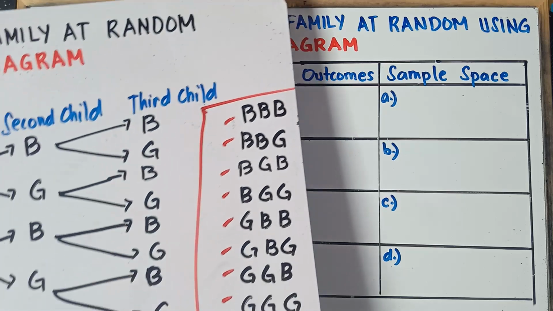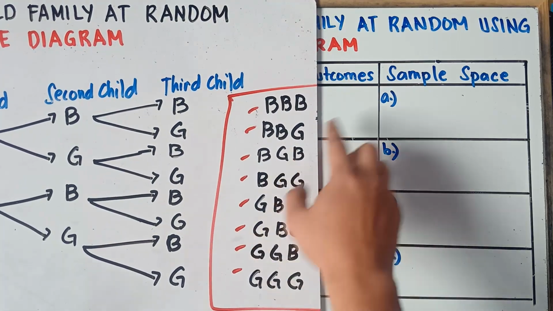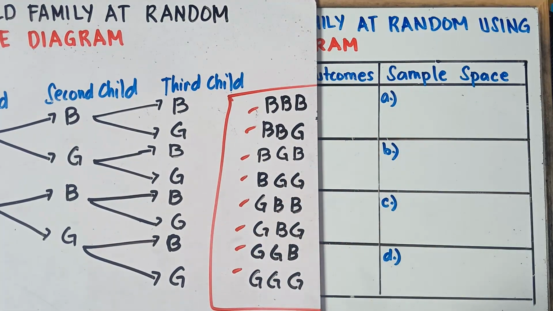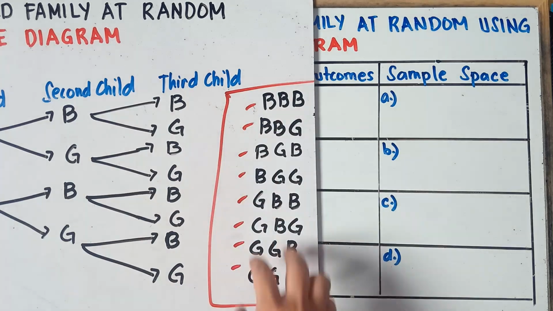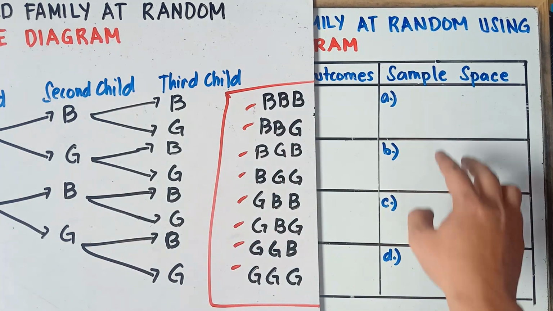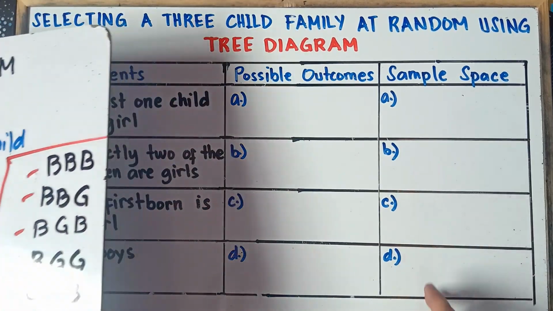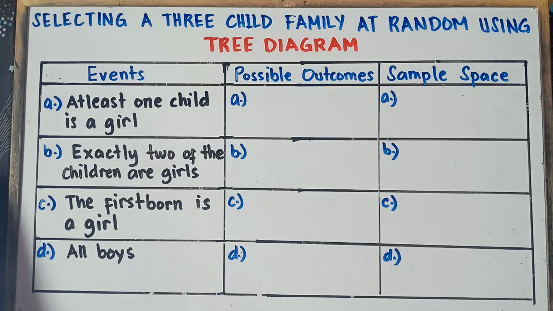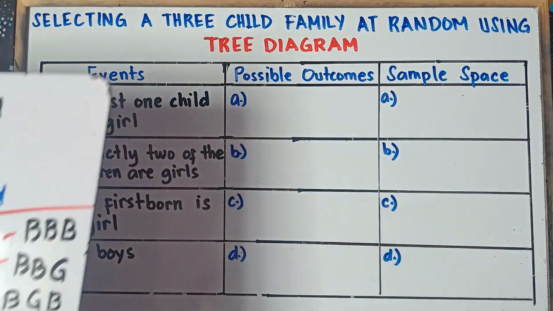So we'll be answering this one, class, with regards to our illustration. So let's start with the sample space. So we just simply copy this one. Once again, class, sample space is the set of all possible outcomes. So therefore, we just simply copy this one, and that would be our answer, class, for the sample space. Same answer, class, with regards to A, B, C, and D. Same answer because we're dealing with a three-child family at random.